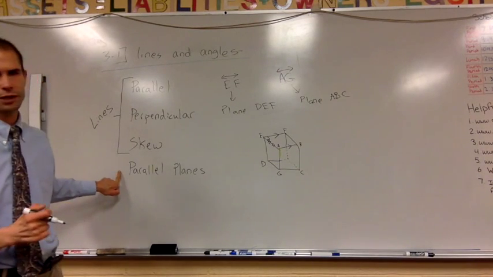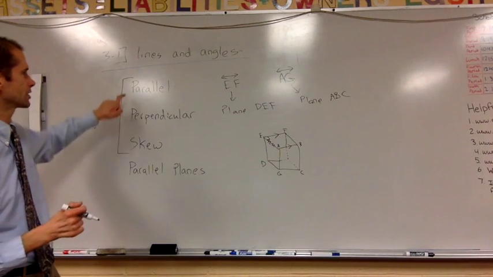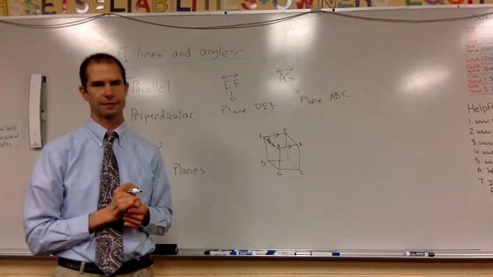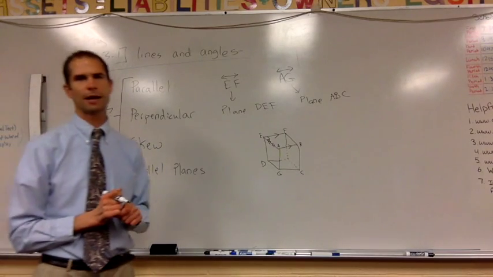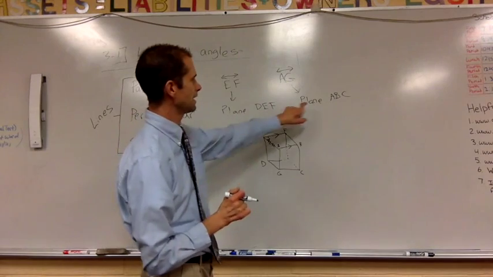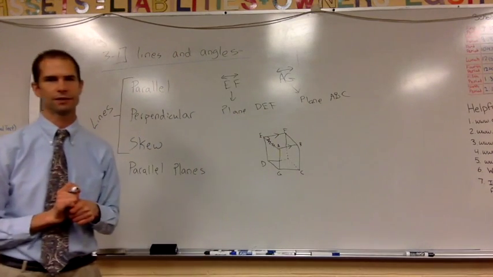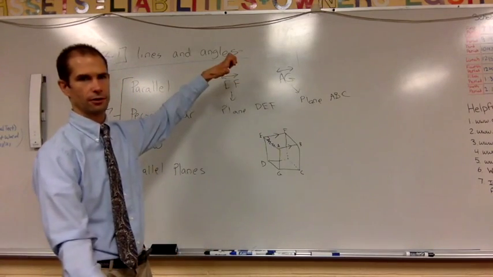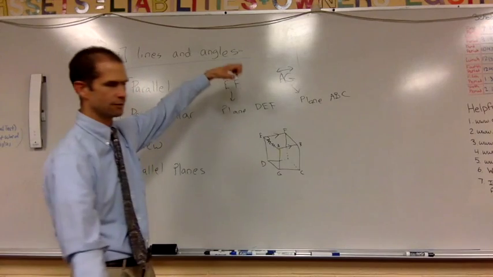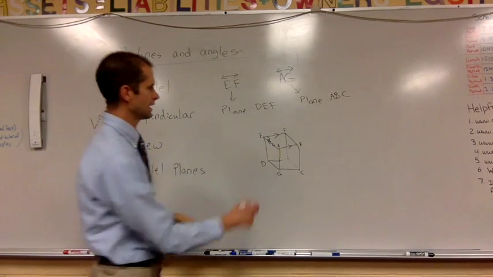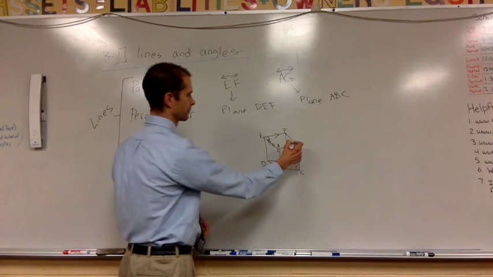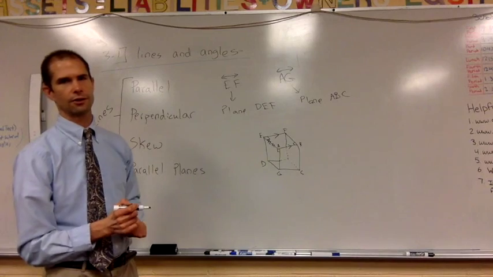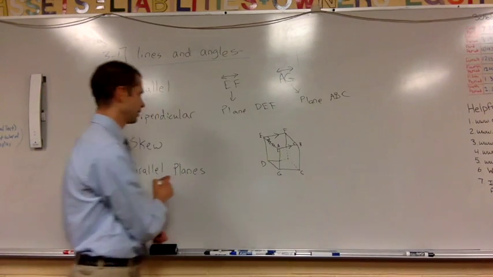The last one we want to talk about is parallel planes. Just like lines are parallel when they never touch and are in the same plane, two planes can be parallel. Remember, the definition of the plane is that it extends forever in every direction. So plane DEF extends forever. Plane ABC extends forever. These two planes, because we have right angles here, extend forever, but they will never touch each other. Therefore, they are called parallel planes.